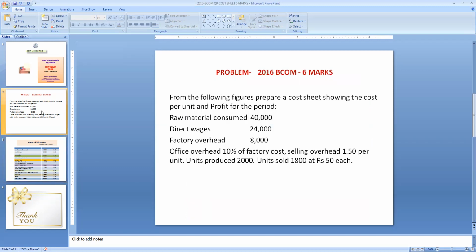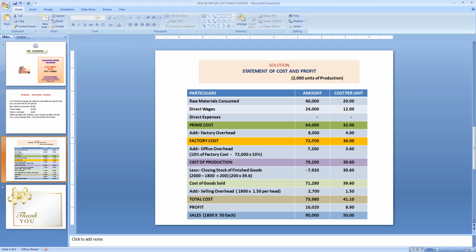Now we have to go for adding, to the factory cost, the office overheads. It is given as 10% of factory cost. We have already calculated the factory cost as 72,000. On that we have to calculate the office overhead, that is 10%.